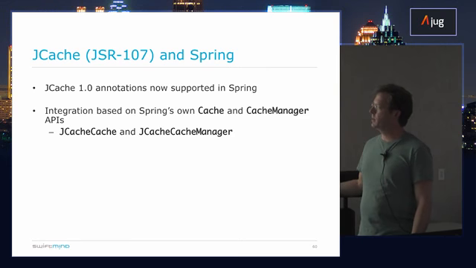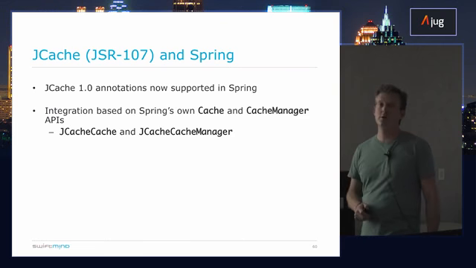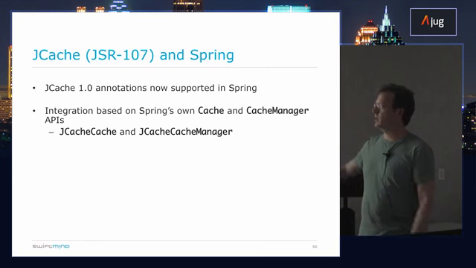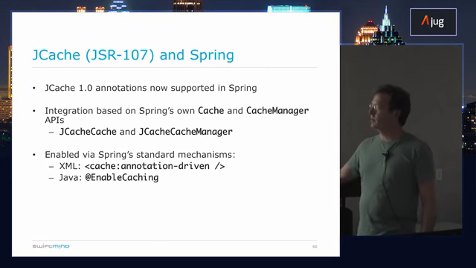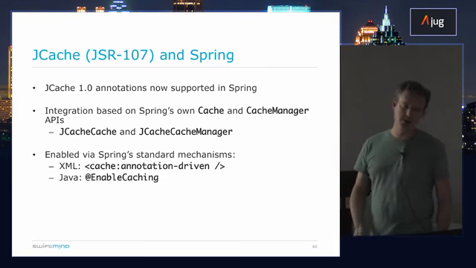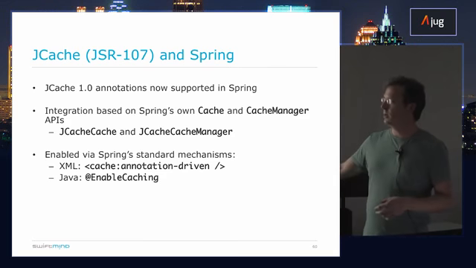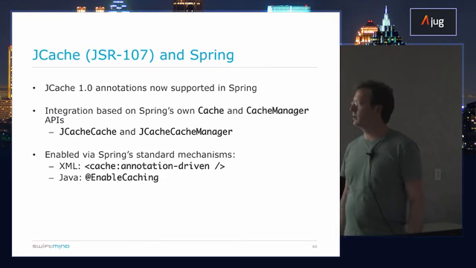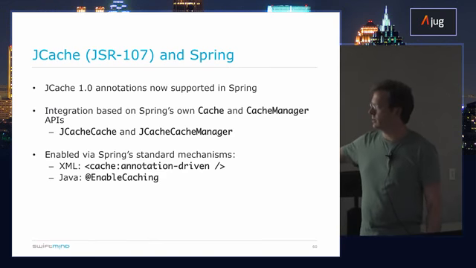Basically, the integration is implemented on Spring's existing cache and cache manager SPI, and explicitly there's a new JCache cache and a JCache cache manager, as well as some other infrastructure support there. And these can be enabled via the standard caching configuration mechanisms in Spring. With XML, you can now use cache annotation-driven and enable caching. So the new part here is the annotation-driven part that's adding in support for JCache there.